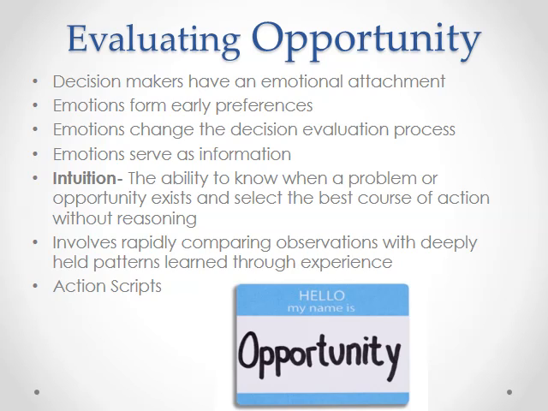Emotions affect evaluation of alternatives in three ways. Emotions form early preferences, which means it attaches specific emotions to information about each alternative. Emotions change the decision evaluation process, meaning moods and specific emotions influence the process of evaluation, i.e., if you're feeling lucky one day, you may pick a more risky alternative than normal. Thirdly, emotions serve as information. This comes in where marketing plays to our emotions and that guides us in making a purchasing decision.